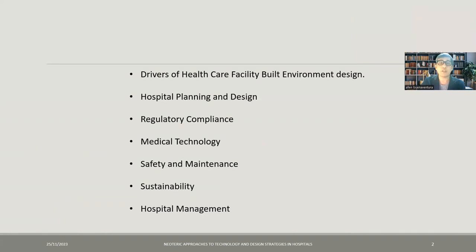The lecture is divided into 7 parts, and I will present the drivers of healthcare facility and the current principles of hospital planning and design. I will also present some of the international regulatory agencies and standards for hospital planning, the new technology used in patient treatment and care, and safety and maintenance will be briefly discussed. Sustainability and green principles will be explained and how it is being used in healthcare facility. I will be presenting how new technologies in hospital management can have an effect on architectural design.